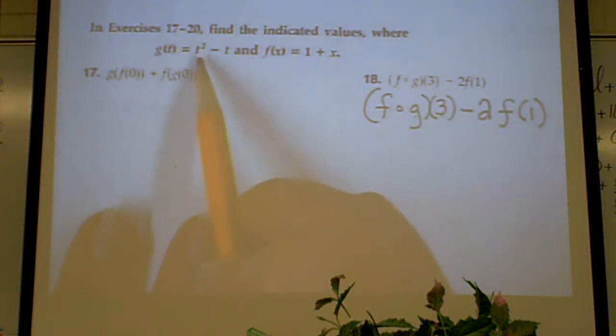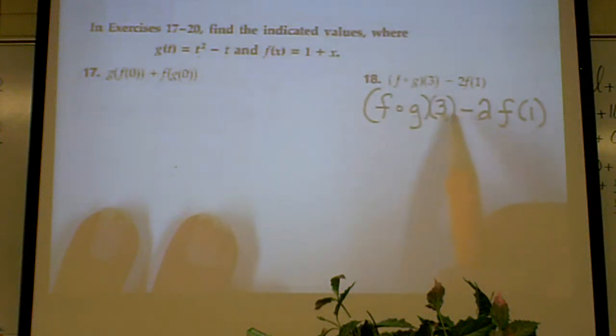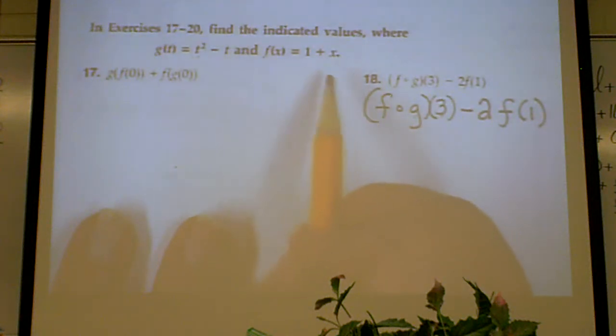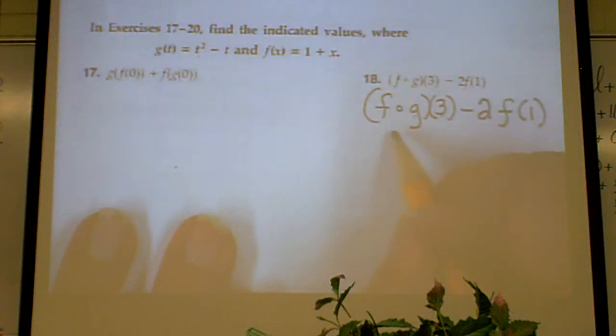And what do you get? 6. 3 squared is 9 minus 3, and 9 minus 3 is 6. Does everybody see what she did? She plugged 3 into the g function and got 6. Then what do you do with that 6? Plug it into f. So what is 1 plus 6? 7. So this whole thing results in a 7.